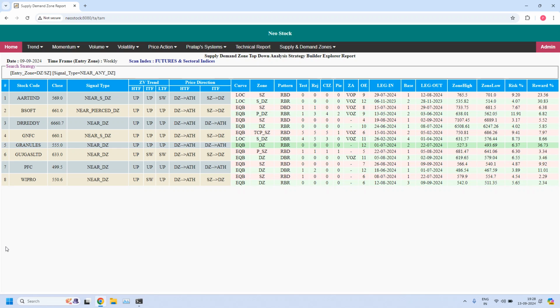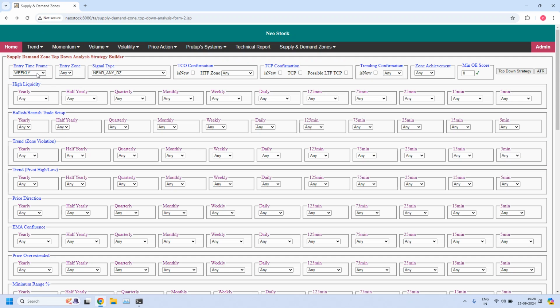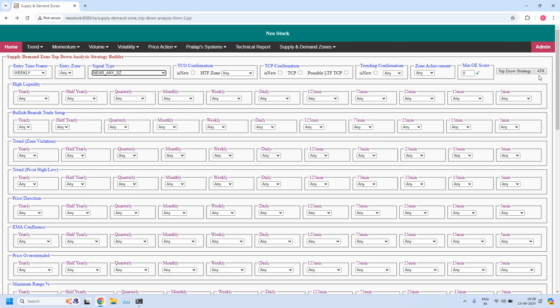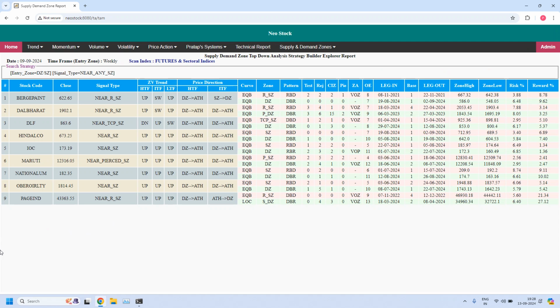Okay, now let me generate the next report. For the weekly time frame, let us find the stocks near the weekly supply zone. 9 stocks are filtered near to the weekly supply zone.